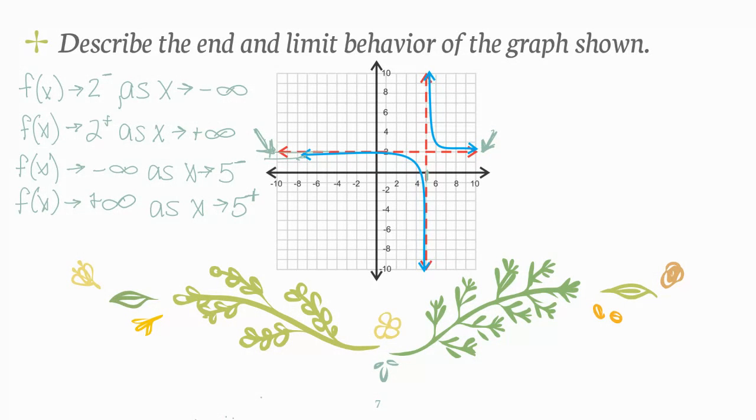Okay? So again, that's my end behavior, or the first two. My limit behavior are the second two. What is happening as the graph is approaching the end to the left and the right? What is happening as it's approaching the asymptote from the left and the right?